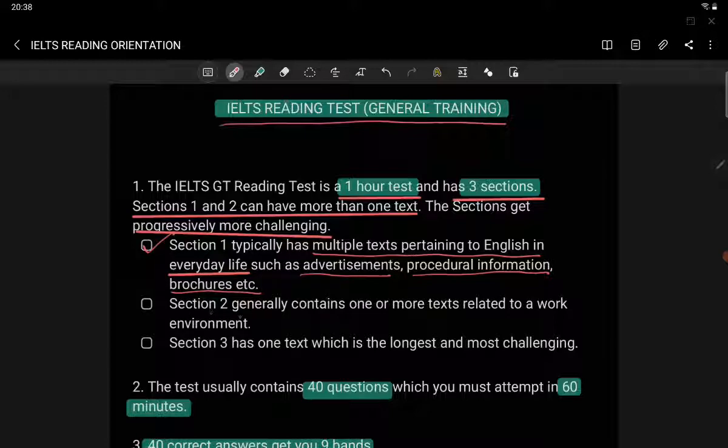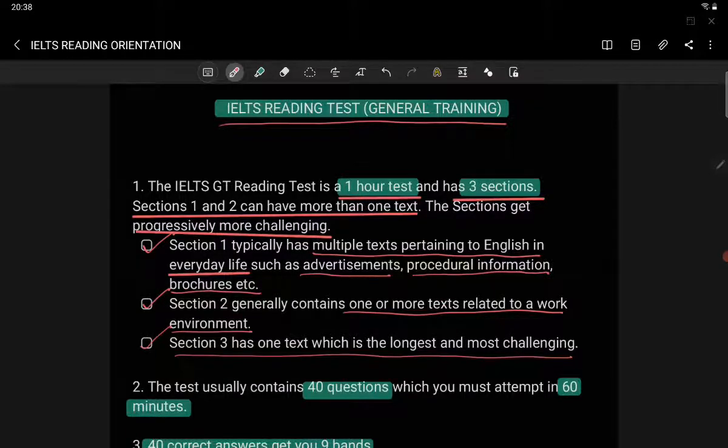In section 2, there will be one or more texts related to a work environment. It can be about parking in colleges, or about how to write an article, or anything to do with the work environment, and there could be more than one text. This is of medium difficulty. Section 3, which is the most challenging, will have the longest passage. Generally you get one long passage in section 3.